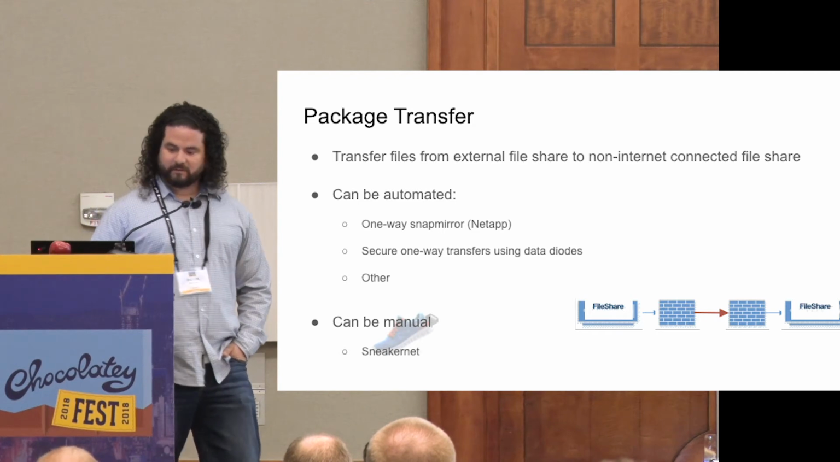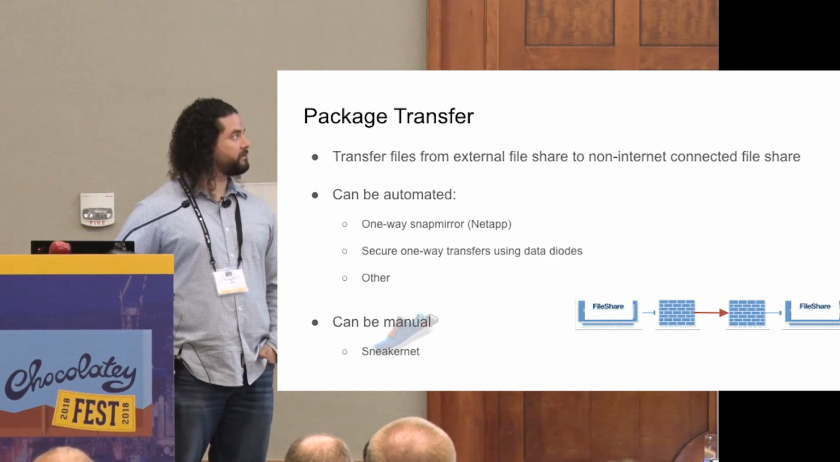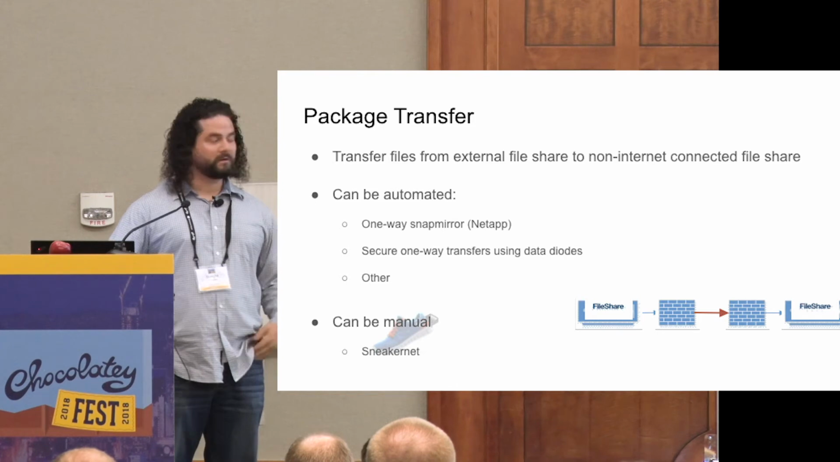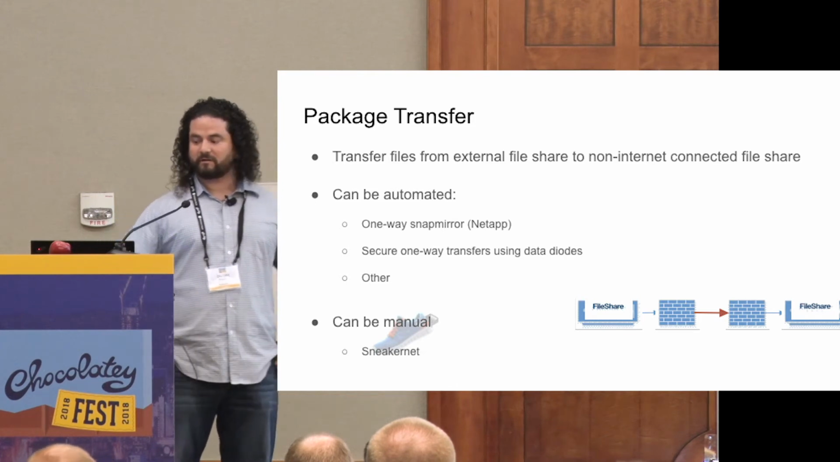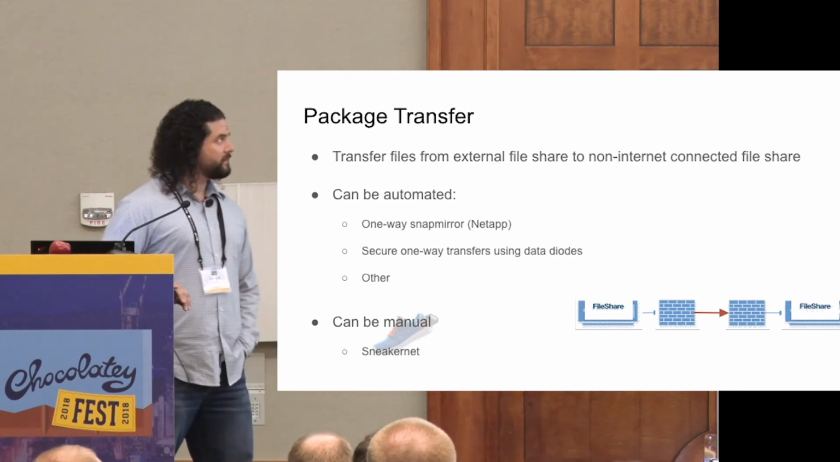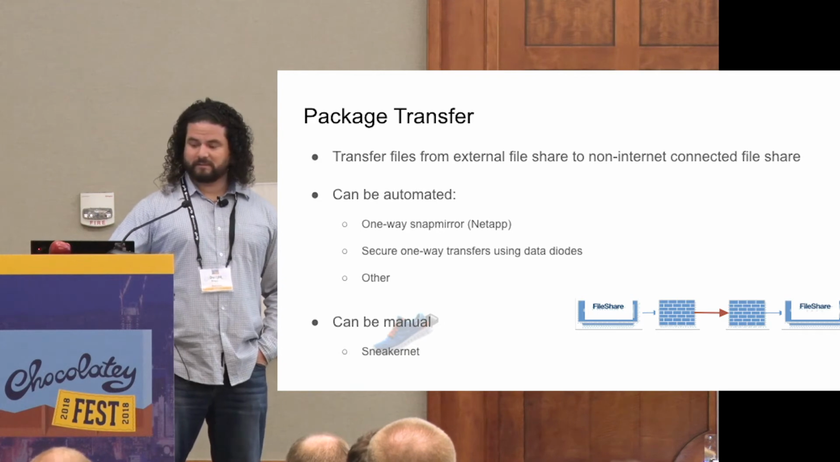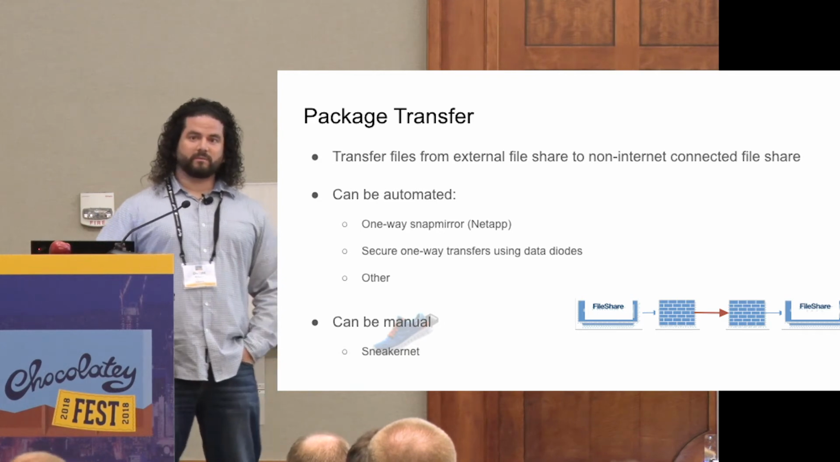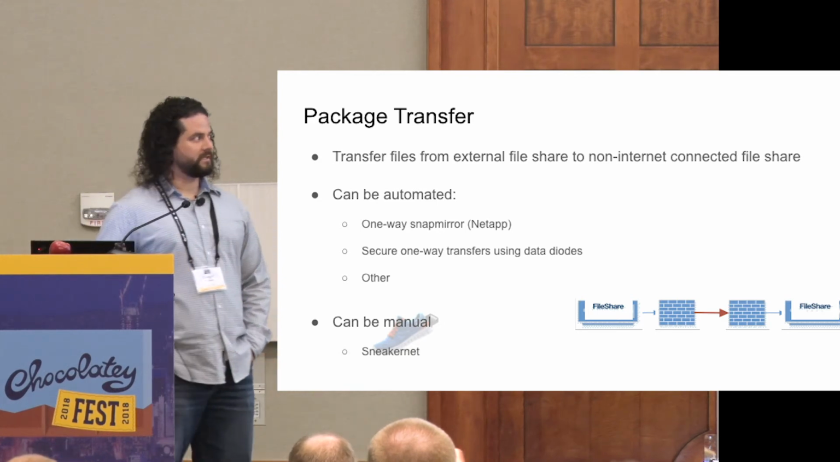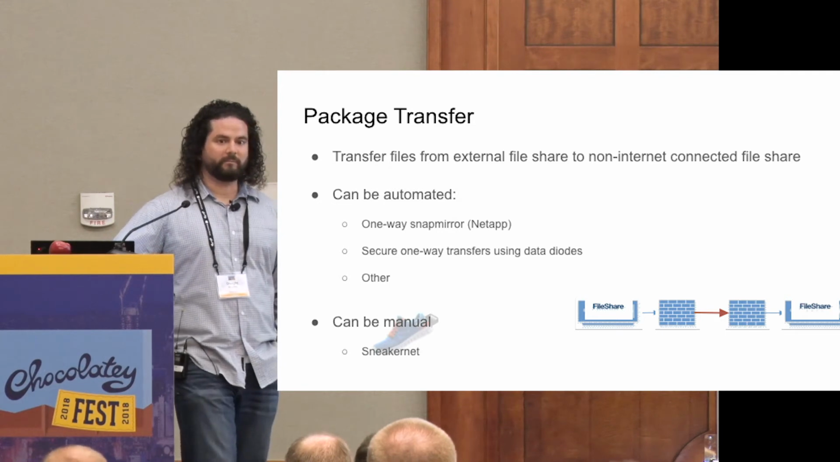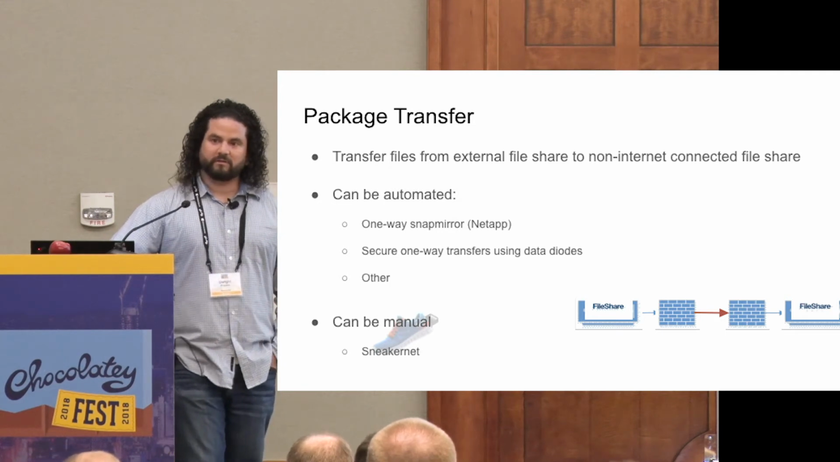So next up, it's in our file share. Now we need to bring it inside into our non-internet connected secure enclave. A couple ways to do this. In some of our environments, we cheat a little. I say non-internet connected, but it's just a firewall that blocks it. So we could use different technologies.